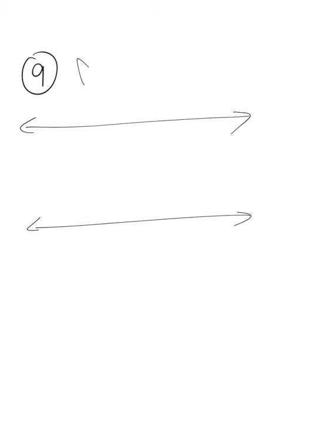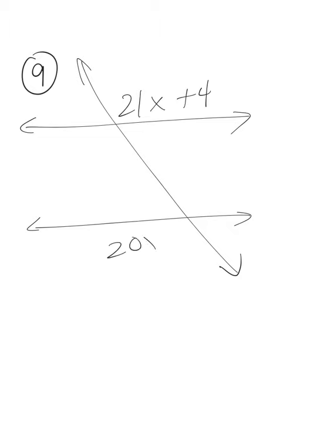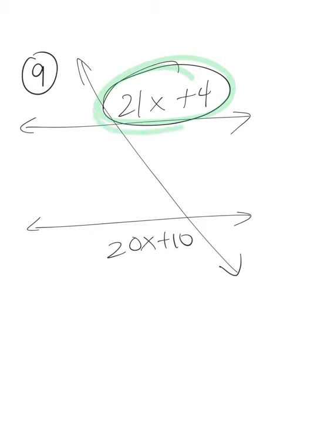So 9. You got 2 parallel lines. You have a transversal. You have 21x plus 4 and 20x plus 10. This one is in bold. This is the angle you want to find. Opposite exterior. I am going to get you to say alternate eventually. You said they're equal to each other now?